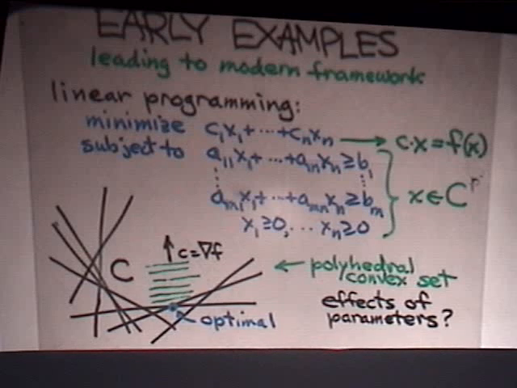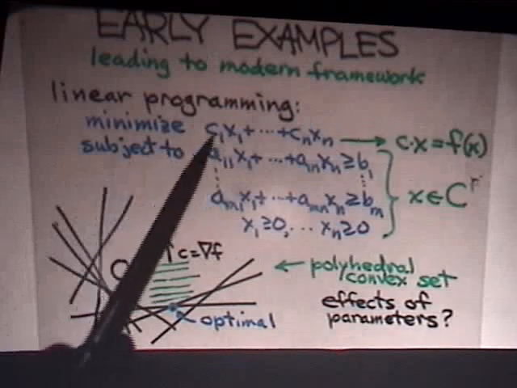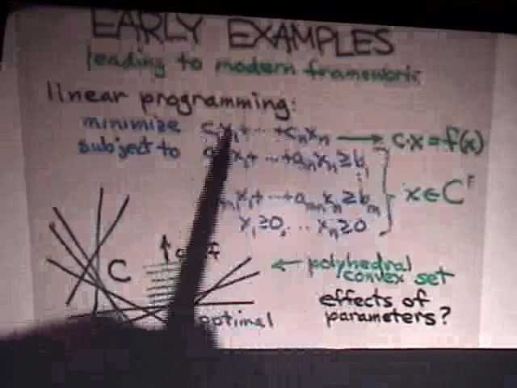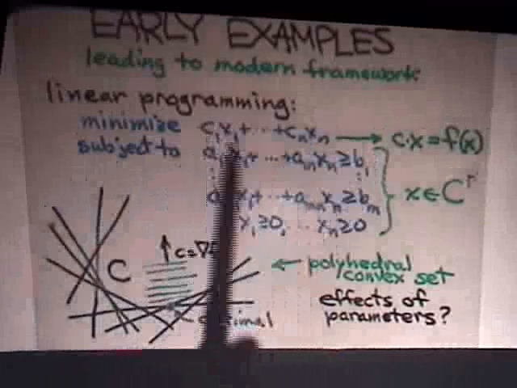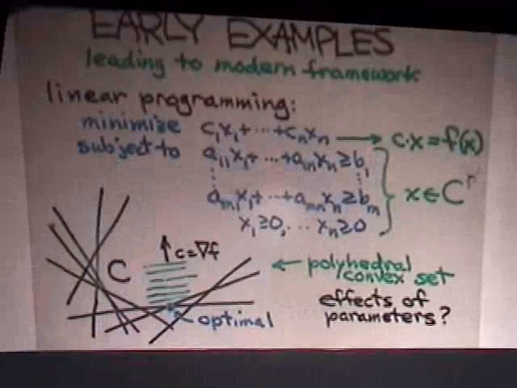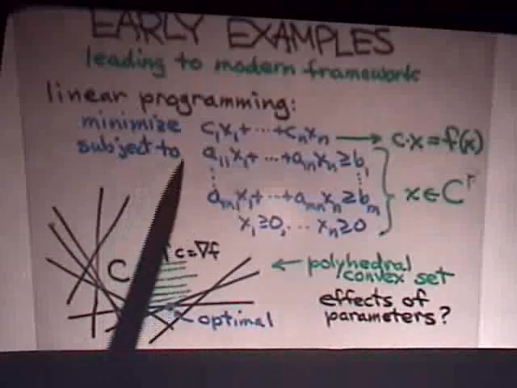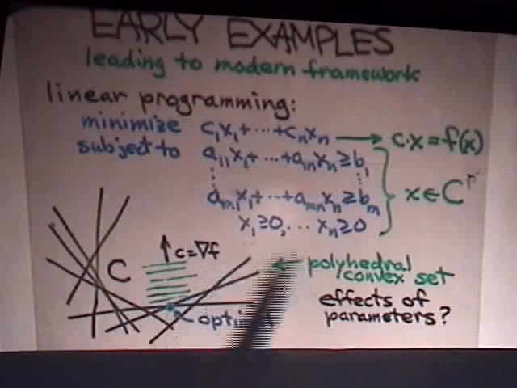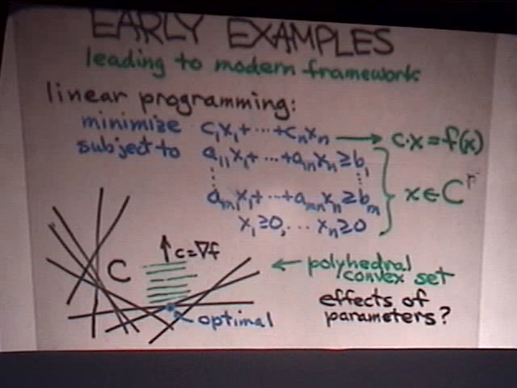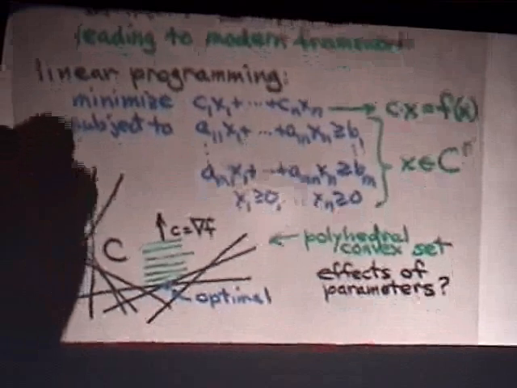So linear programming was a particular model in which you had finitely many variables, and you minimize a linear function, f of x, which I've written here as a dot product. You're minimizing a linear function of these variables x1 to xn, subject to a system of constraints, which I wrote out here as a system of linear inequalities and also non-negativity conditions. This is one of the canonical ways that linear programming problems can be expressed.